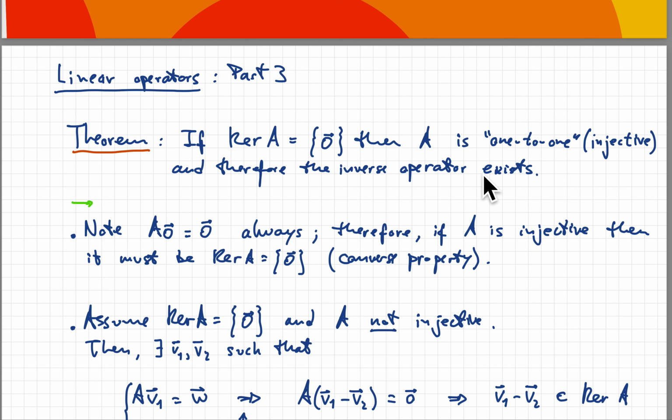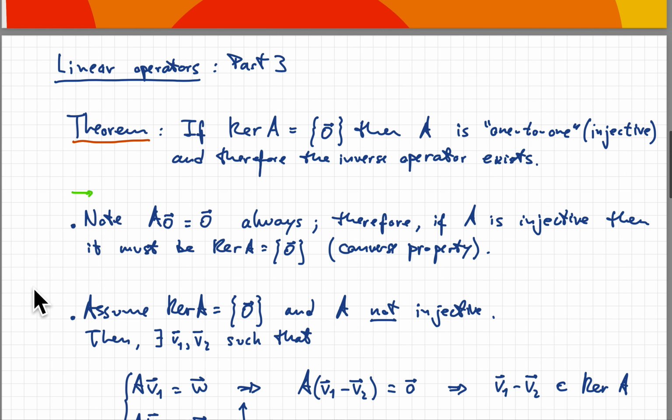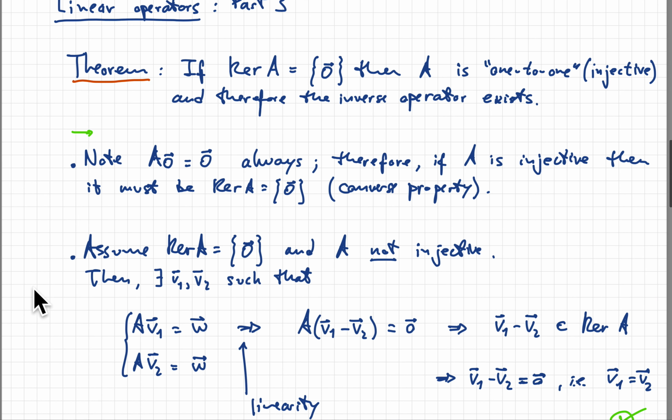And if you have 1 to 1, then you have the inverse operator as a true operator that exists. Now, as I was saying, note that A applied to 0 is always 0. That's always true by linearity. And so if A is injective, then it must be that the kernel of A is 0. So the converse property is also true. If you already know that A is 1 to 1, then the kernel must also be 0. So these properties, having just that trivial kernel with only a 0 vector, and your operator being 1 to 1, really go hand in hand. They're equivalent.